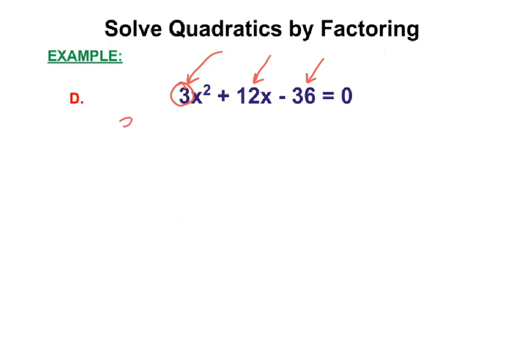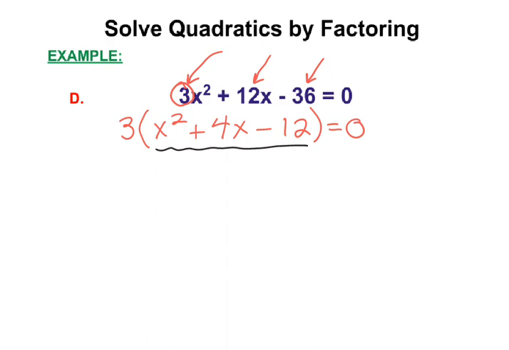So we can factor out 3. So this is just the backwards distributive property, which is factoring. 3, so that leaves x squared. If I factor out a 3 from 12, that is 4, and that x is there. Minus, and if I factor the 3 from 36, I get 12. So now I can concentrate on just the quadratic, which is right here.